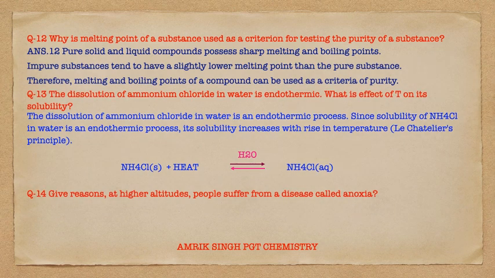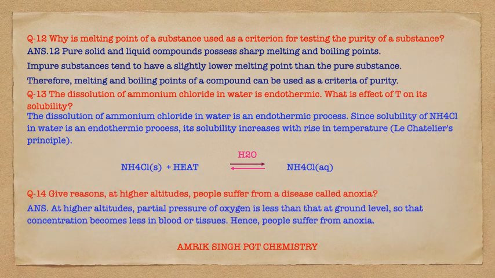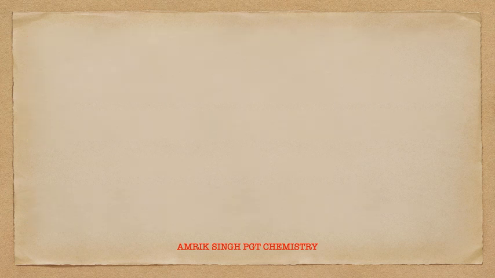Question number 14. Give reasons: at a higher altitude, people suffer from a disease called anoxia. At higher altitude, the partial pressure of oxygen is lesser than at ground level, so the oxygen concentration becomes less in the blood or tissues, hence people suffer from anoxia.